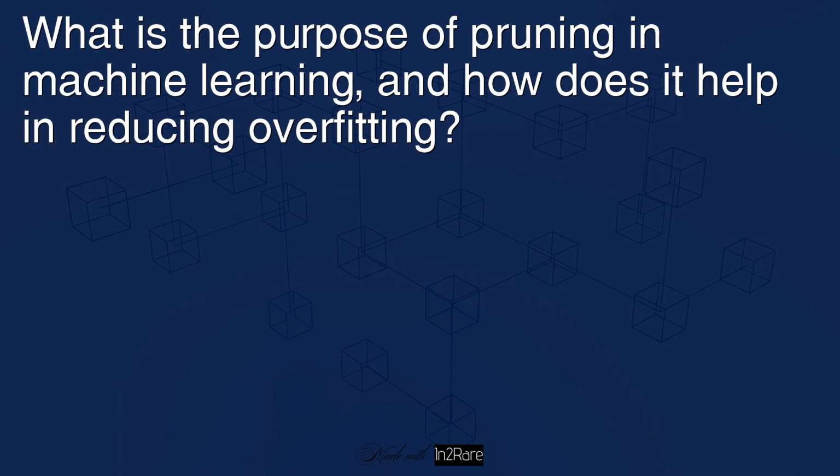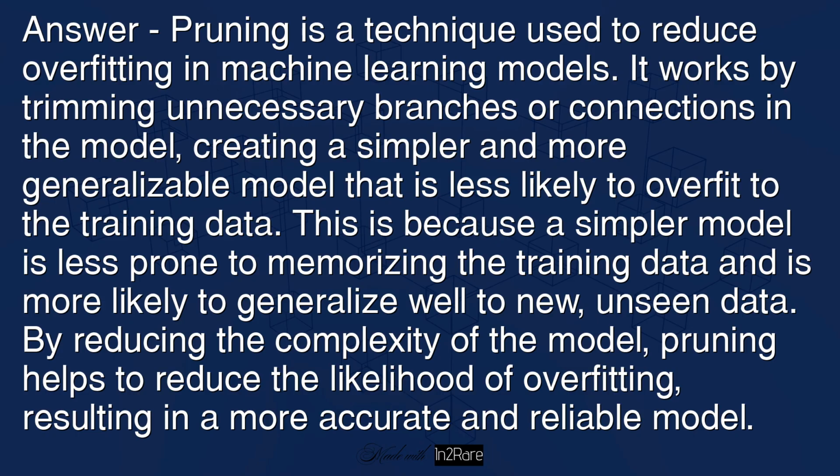What is the purpose of pruning in machine learning, and how does it help in reducing overfitting? Answer: pruning is a technique used to reduce overfitting in machine learning models. It works by trimming unnecessary branches or connections in the model, creating a simpler and more generalizable model that is less likely to overfit to the training data.